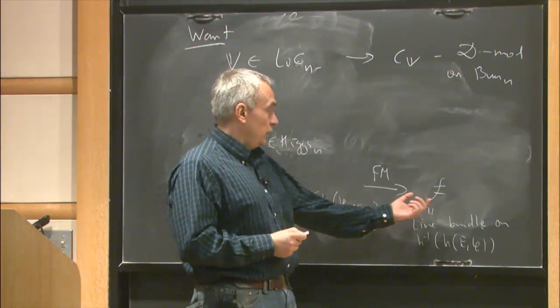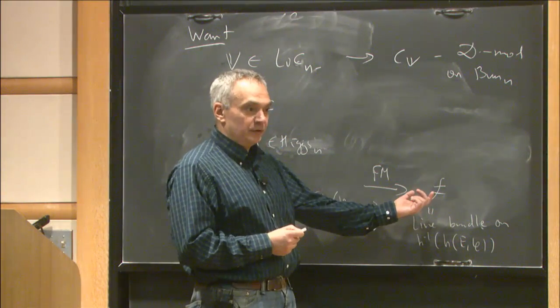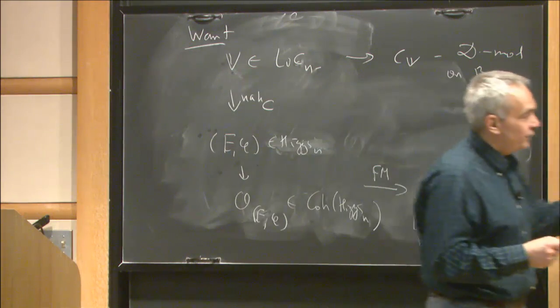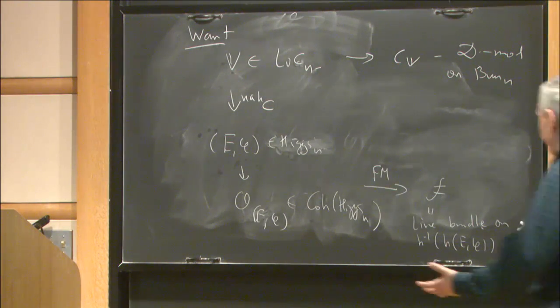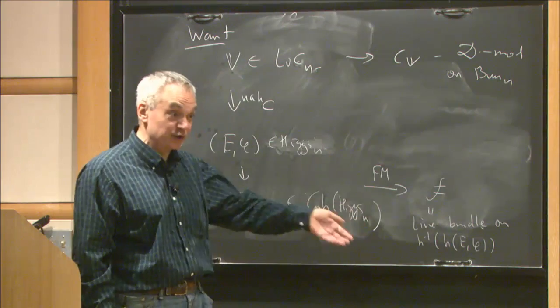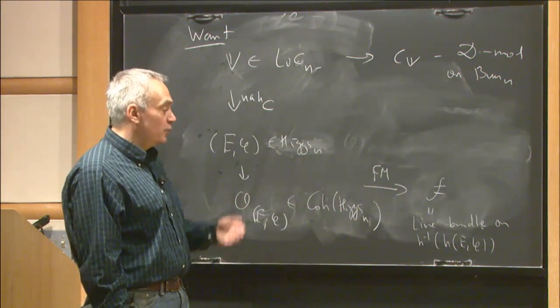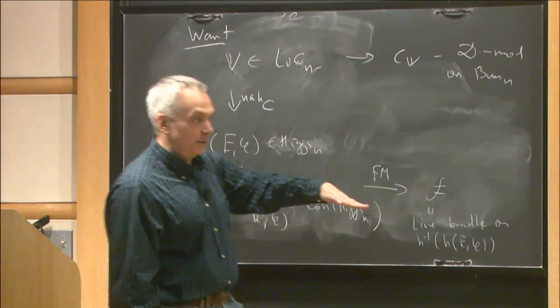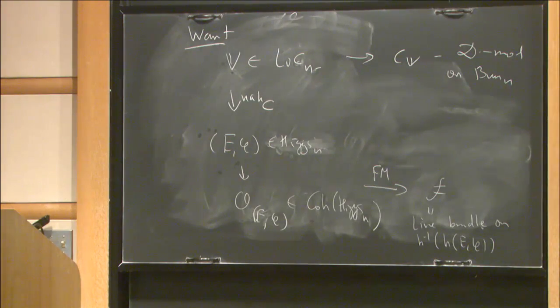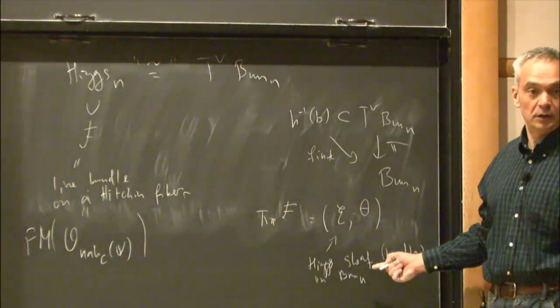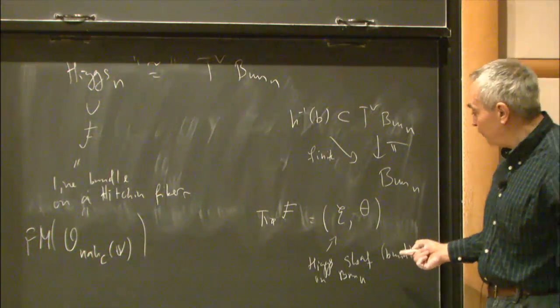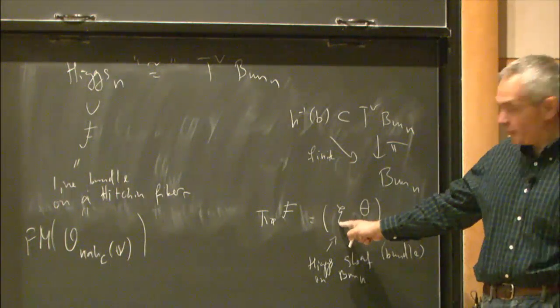Now, you stare at this for a moment. This is a coherent sheaf on the cotangent bundle. So it's a line bundle on the Hitchin fiber. In particular, it's a coherent sheaf on the cotangent bundle of Bun N. And you realize that the Hitchin fiber is inside the cotangent bundle of Bun N, and it maps finite to 1 to Bun N. So you can just push it forward. And when you push it forward, you get a coherent sheaf.